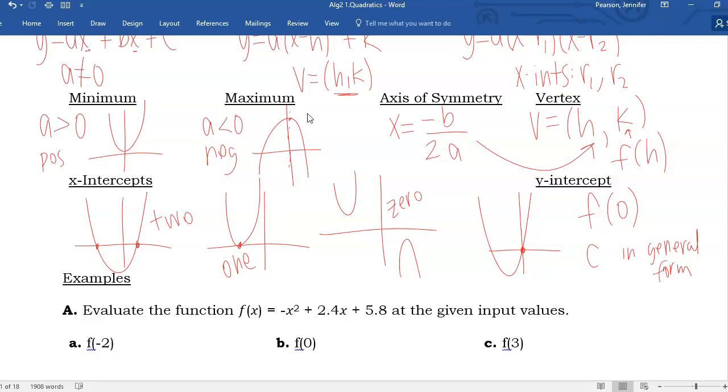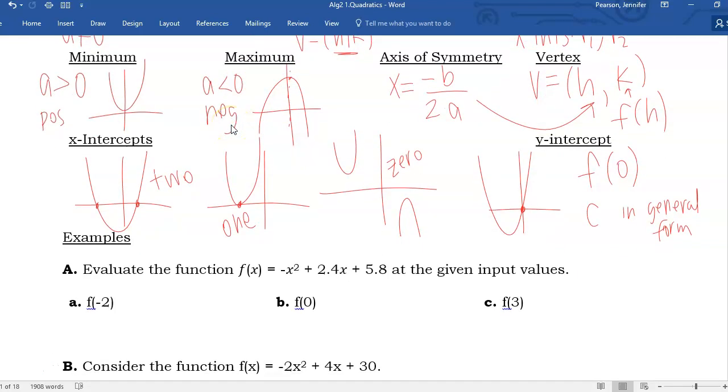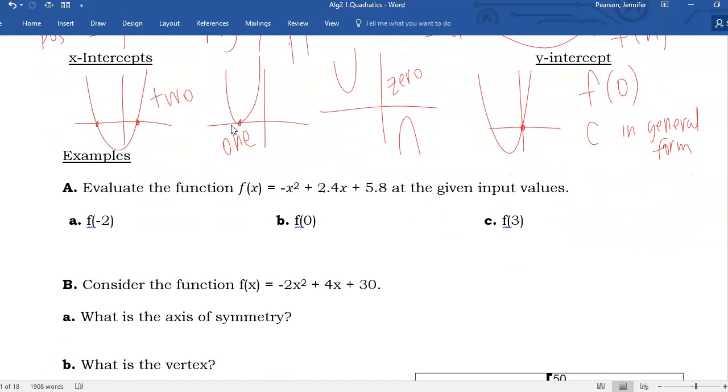Okay. Let's try a couple of examples. Example A says, evaluate the function f of x equals negative x squared plus 2.4x plus 5.8 at the given input values. So what we're going to do is take the value that we're given, and we're going to substitute it in for all of the x's we might find in the equation. Now, I like to do that with parentheses, because especially in this one, I have the negative in front, but I'm also substituting in a -2. I don't want to accidentally forget one of my negatives.